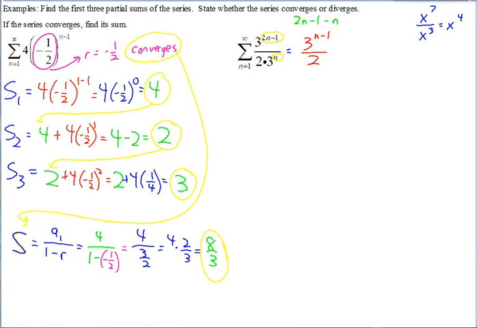So now let's find the first 3 partial sums. So we plug in 1. Plug in 1, that's going to be 3 to the 0 over 2. Anything to the 0 power is 1, so that'd be 1 half. First partial sum. Then we take that and find the second partial sum.